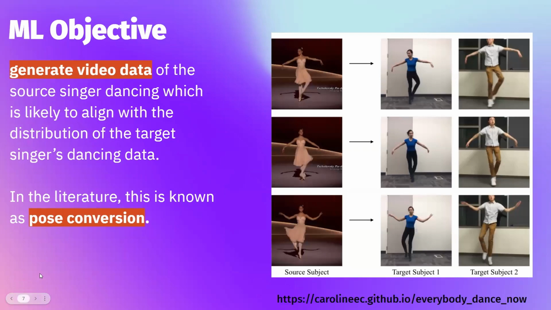As for the second part of our data pipeline, we now need to generate the video data. This is also known as pose conversion. Rather than using an architecture from online, we decided to just use an external GitHub.